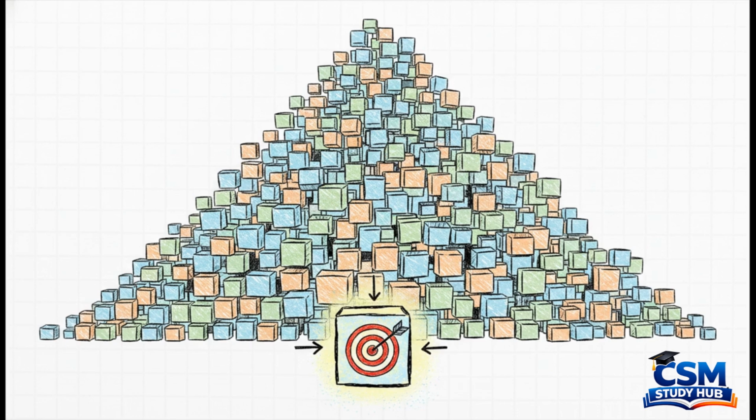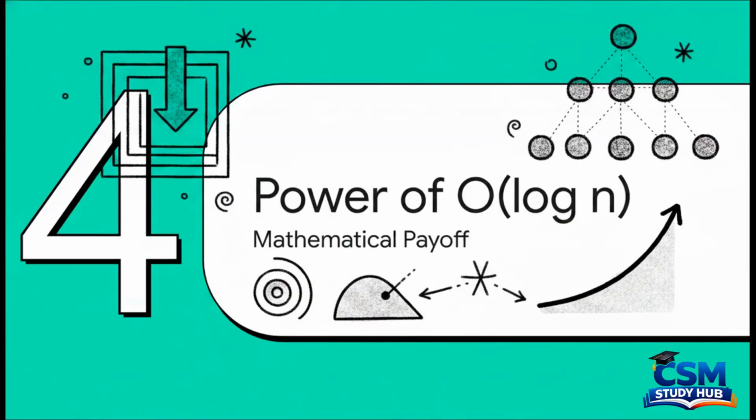Sure, saving 2 steps might not sound totally earth-shattering right now, but imagine if this wasn't 7 numbers. Imagine if it was 7 billion user accounts. That halving effect, it literally becomes a superpower. Which brings us to section 4, the power of O log n.